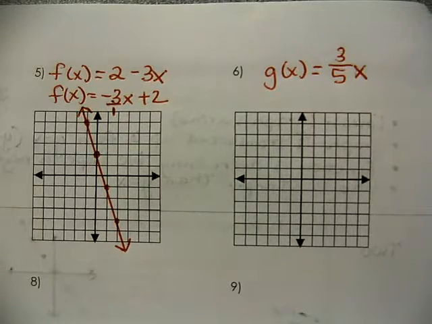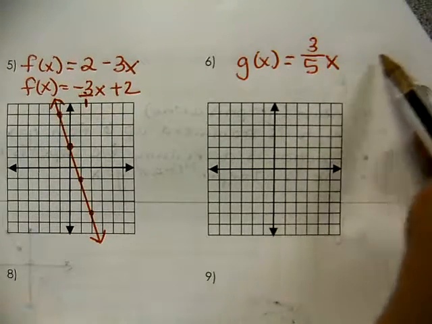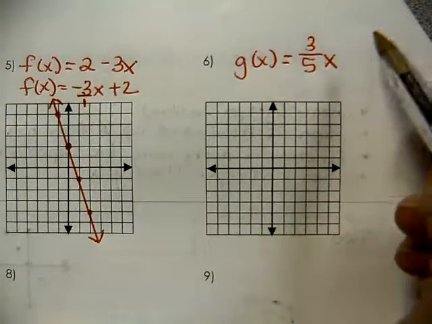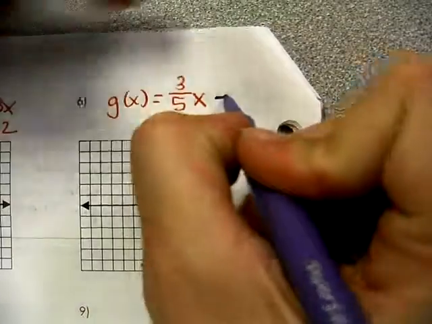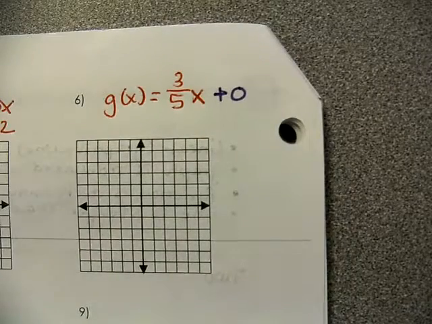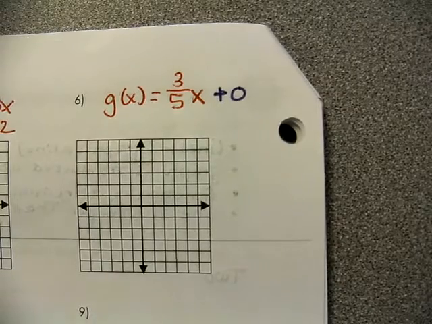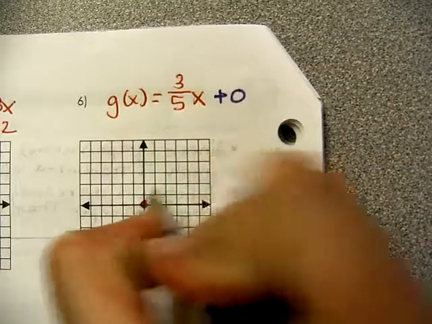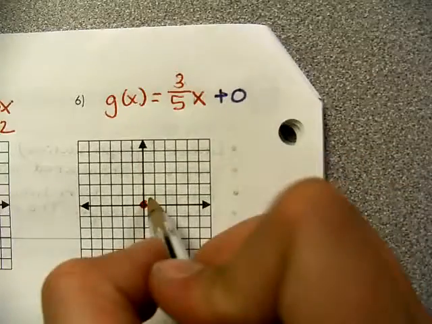Now that you've tried this one on your own, I want to think through, what will I do if I don't see a plus or minus something? Well, if I'm not adding or subtracting anything, what's implied is an imaginary plus 0. So there's a plus 0, which means I'm not translated up or down at all. I'm at the same starting point as the parent function. So I have a y-intercept of (0, 0), but I do have a slope of 3/5.